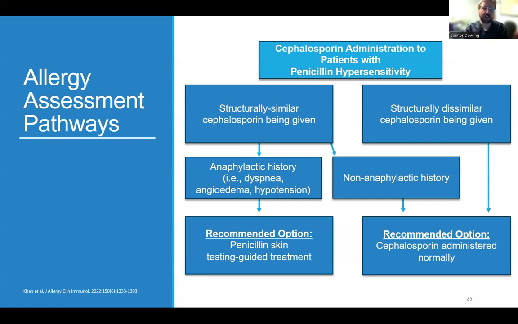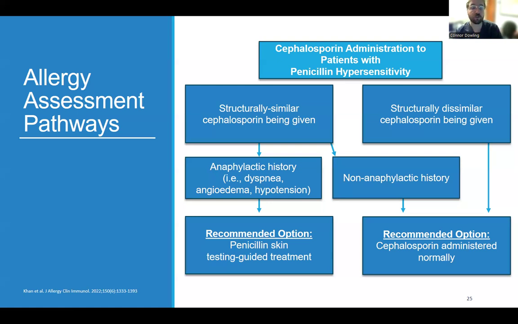If a patient is being given that structurally similar cephalosporin, we would generally want to recommend a penicillin skin test guiding treatment. But as I mentioned, here at Norton Healthcare for our inpatient adults, we would actually not be performing that skin test and we would just avoid using our structurally similar cephalosporin because of that. However, if a patient had a non-anaphylactic history, so just a rash after receiving a dose of amoxicillin 20 years ago or something like that, we could go ahead and give that cephalosporin normally. We would be able to give that cephalexin normally.